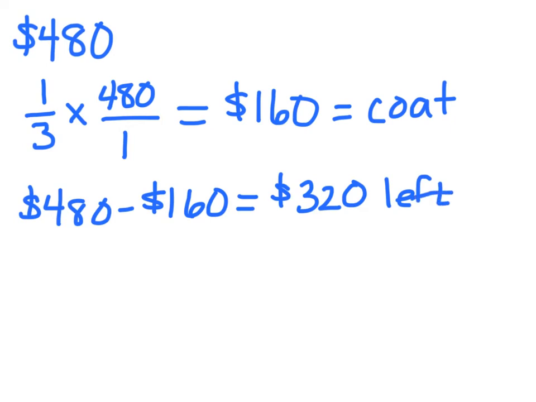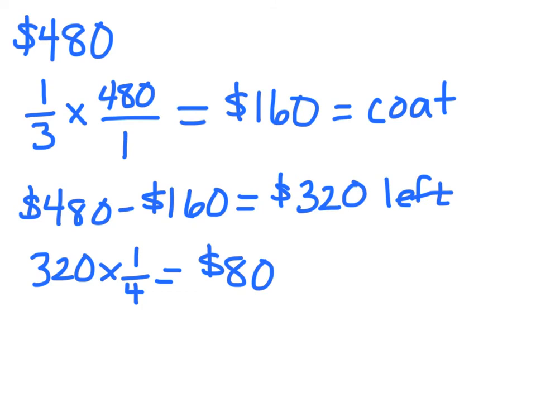Sophia spent 1/4 of that $320 on a pair of boots. So now we can take 320 times 1/4 and get an answer of $80. So Sophia spent $80 on her boots.